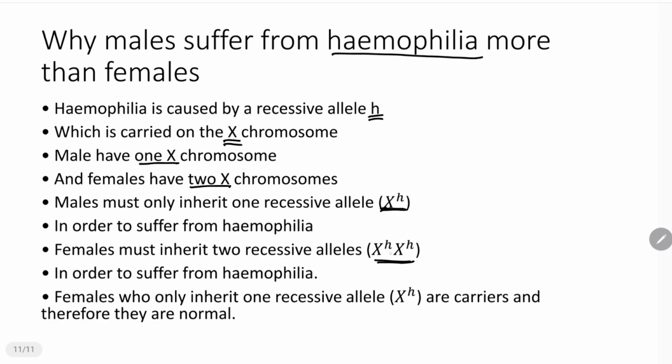Because we know that with females, if they only inherit 1 and they have another allele which is normal, which is represented by a capital letter, then this female is going to be a carrier. And we know that a carrier is what? Is normal, right? So males will only need 1 recessive allele in order to suffer from the genetic disorder. But with females, they require 2 simply because they've got 2 X chromosomes, right?